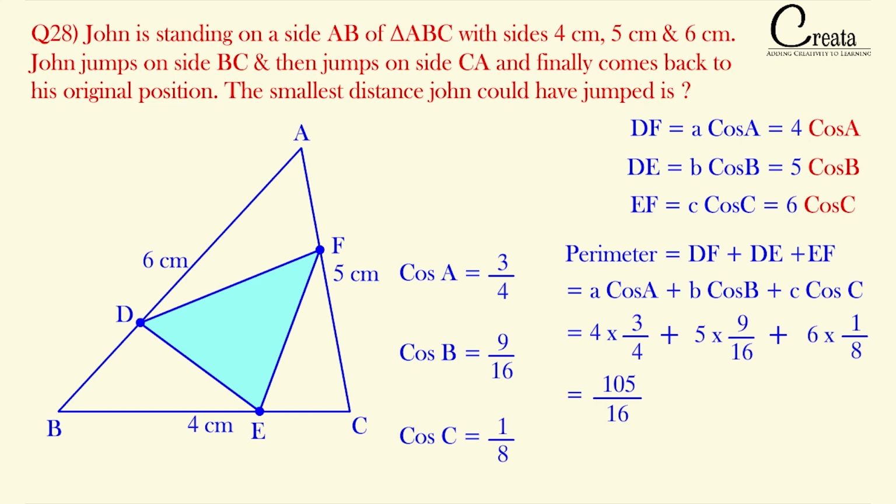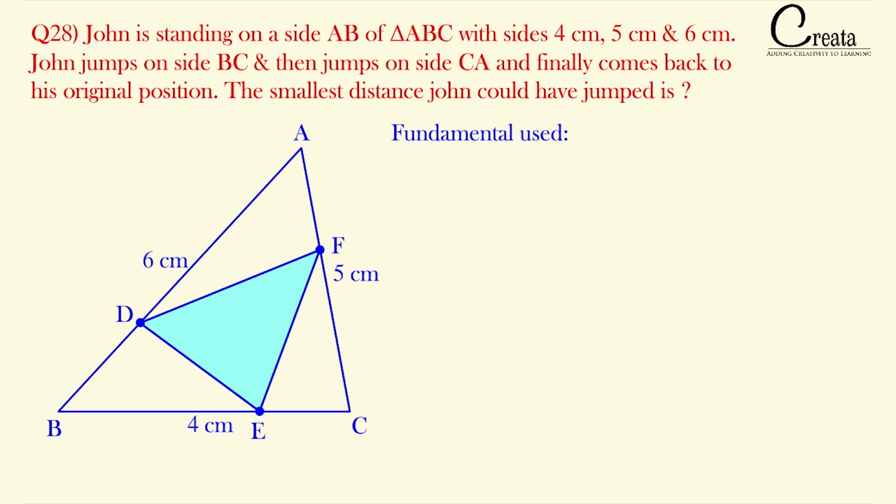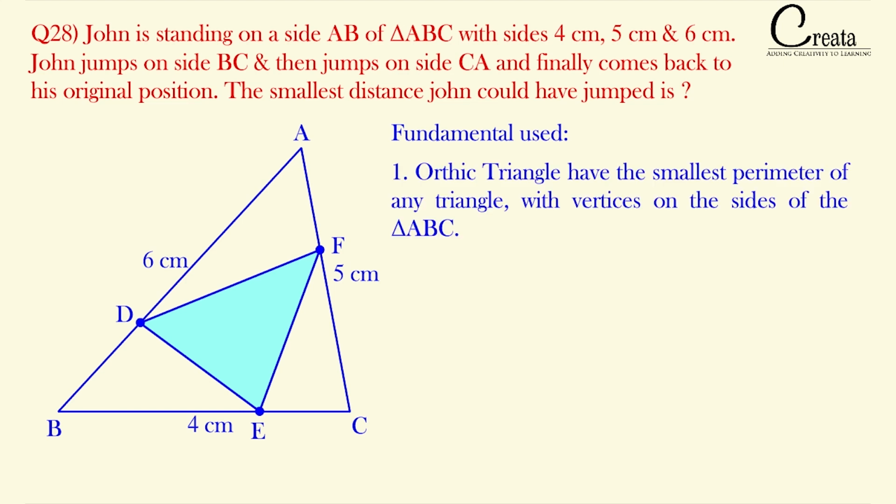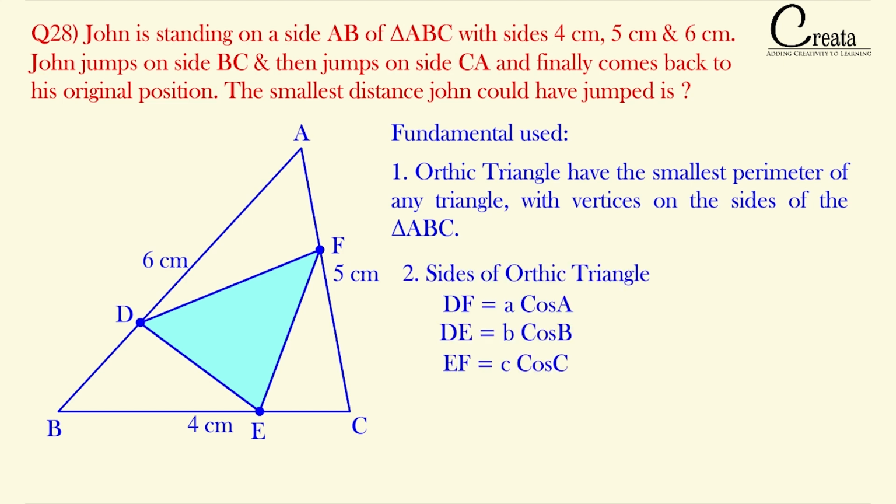Got it? The question has complex calculations, but the question is very easy, we just should know the formula of the orthic triangle. The first and most important fundamental that we have used in solving this question is the orthic triangle fundamental. That is, the perimeter of the orthic triangle is the smallest perimeter inside the triangle. The second fundamental we have used is that the sides of the orthic triangle are a cos A, b cos B and c cos C. And lastly, we have used the formula of the cosine rule. So based on these fundamentals and formulas, we have solved the question.